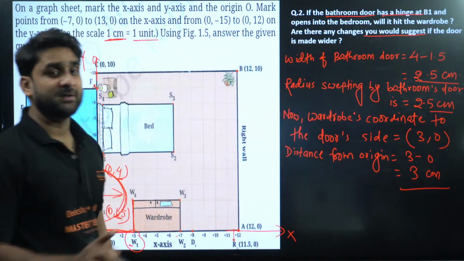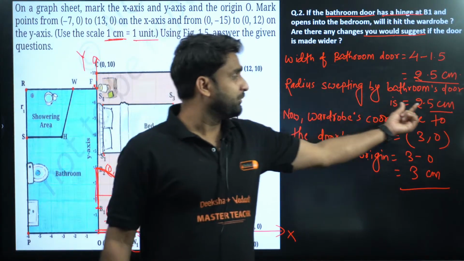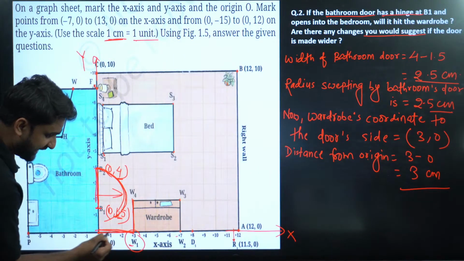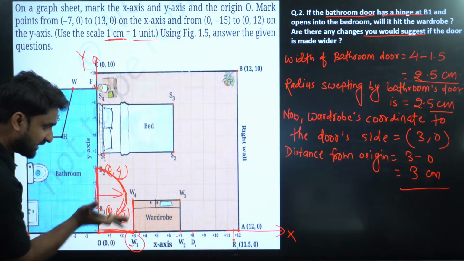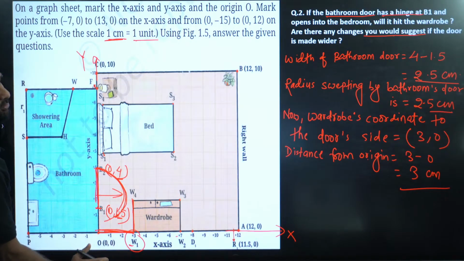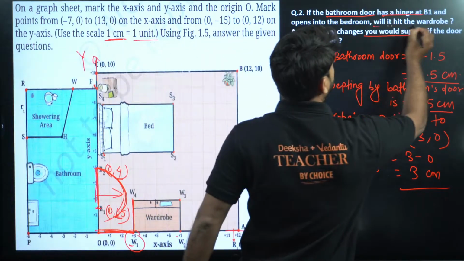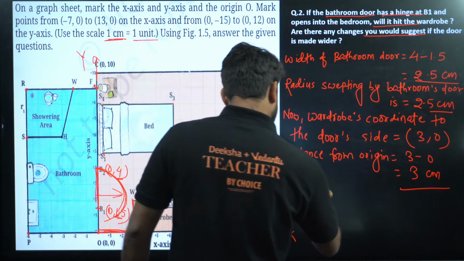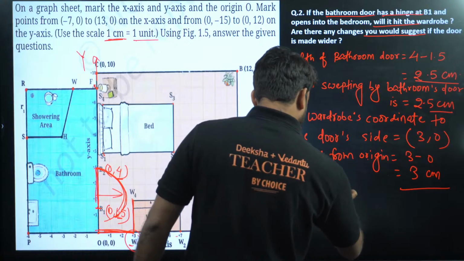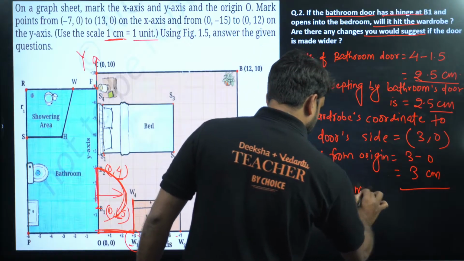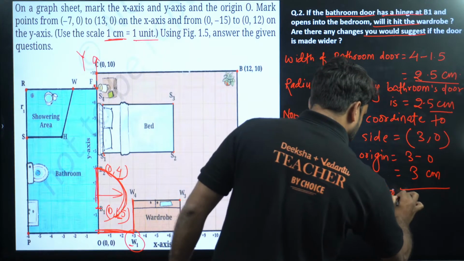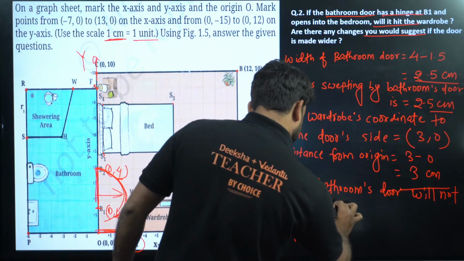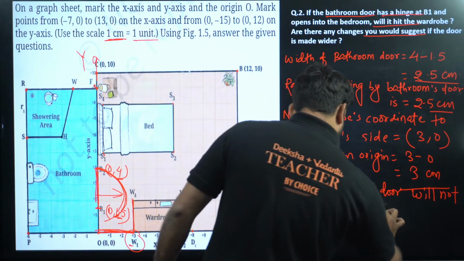So my dear champion, the radius sweeping by the bathroom door is 2.5 centimeter, and this distance, the wardrobe, is at 3 centimeter. So the door can comfortably open and close inside the bedroom also. So the question is, will it hit the wardrobe? No. The bathroom doors will not hit the wardrobe.